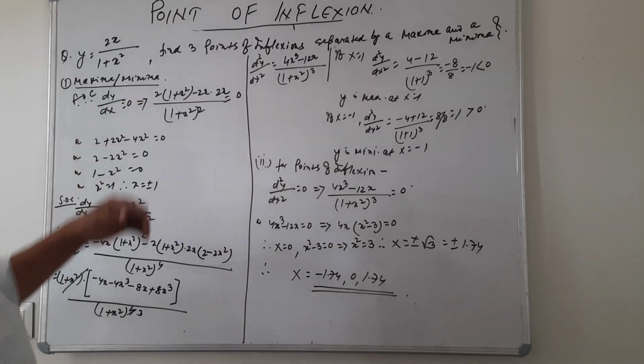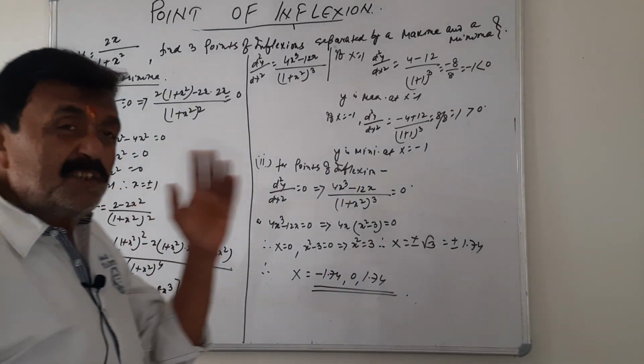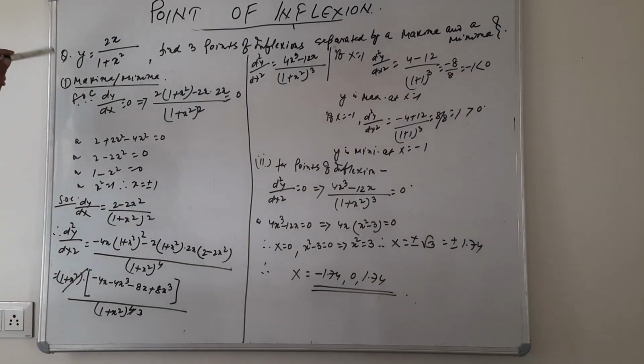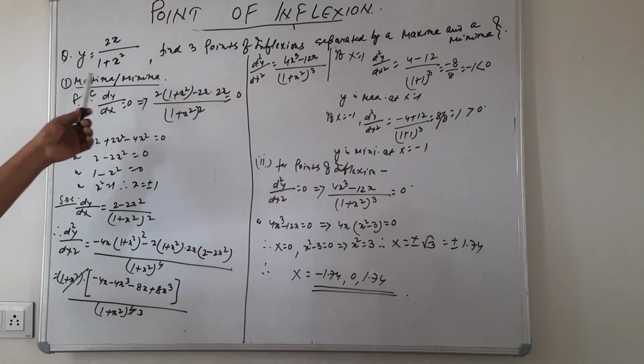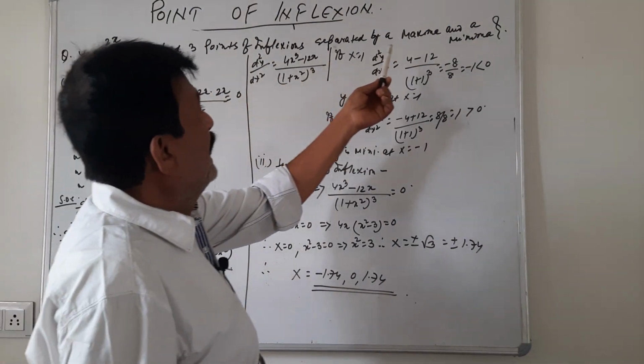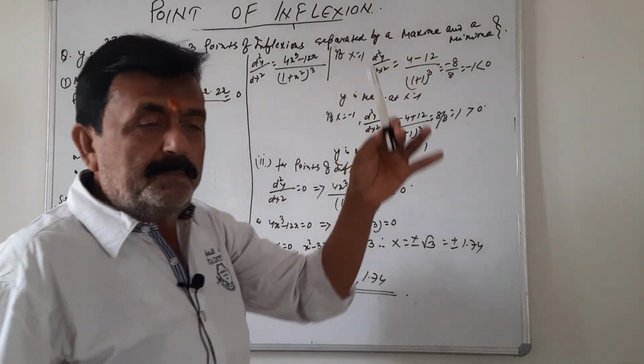Well, this is the sum, and this sum is from R.J.T. Allen's book, chapter 8. The sum says that y equals 2x upon 1 plus x square. Then it says to find 3 points of inflection separated by a maxima and a minima.